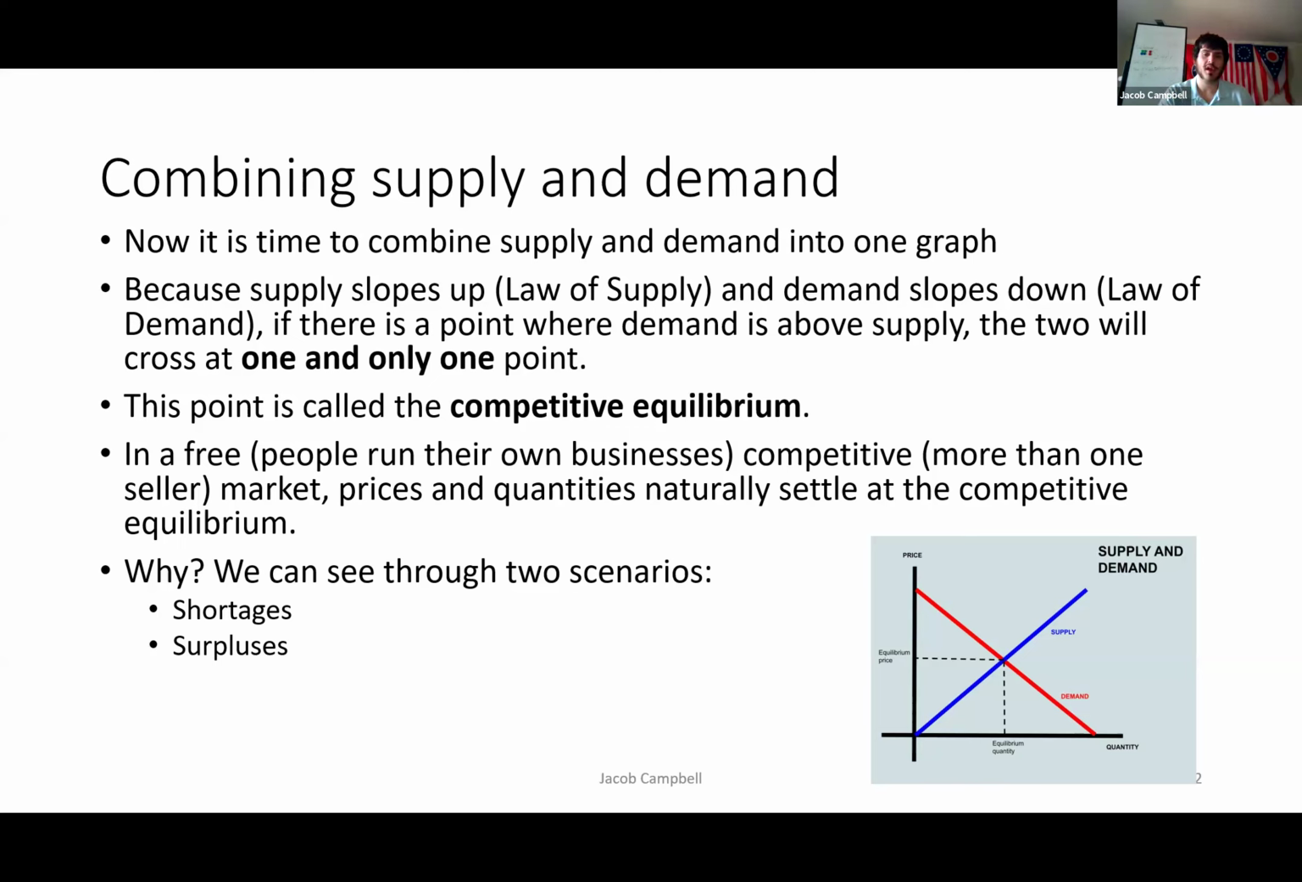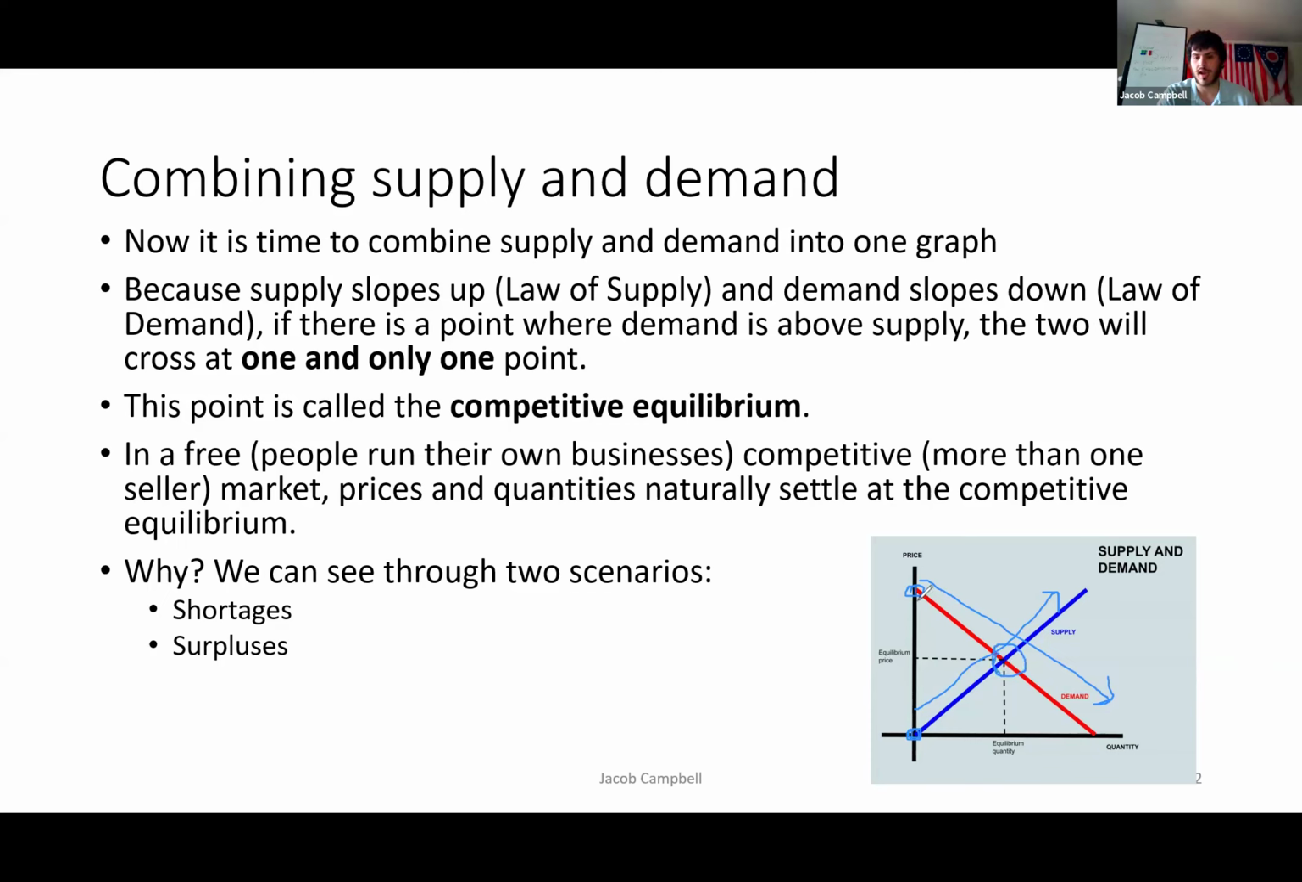Now, because supply slopes upwards, that would be our law of supply at work, and because demand slopes downwards, that'd be our law of demand, as long as there is a point where demand is above supply, as long as there is a point where the marginal benefits to the consumer are higher than the opportunity cost of the producer, then these two curves are going to cross, and they will cross at one and only one point.